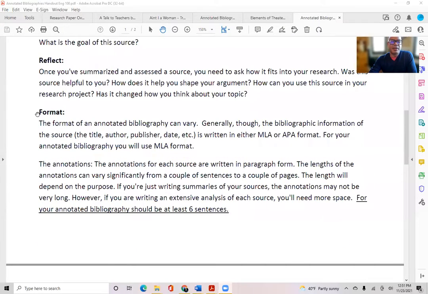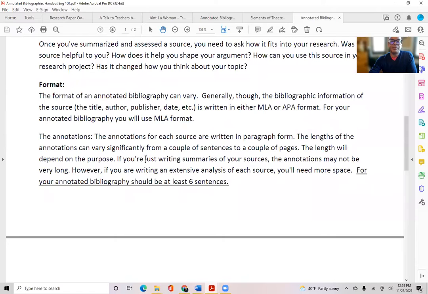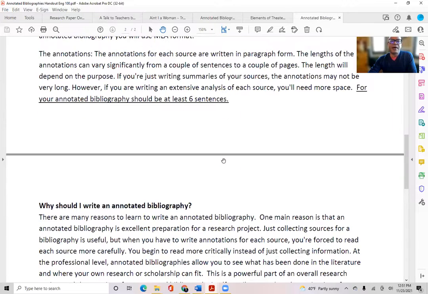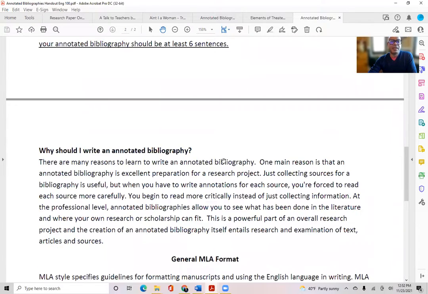The second part of the bibliography is format. Generally the bibliographic information has the source and the title, the things that I talked about. You're going to write in MLA or APA format; in this case, we're using MLA. The annotations for each source are written in paragraph form. The length can vary from a couple of sentences to a couple of pages, but in this case the guideline is 5 to 7 sentences. Here's a 6, but 5 to 7 is right in the middle.